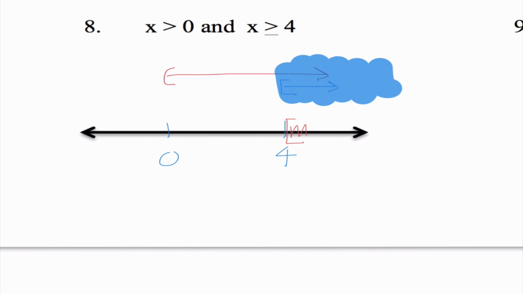At 4, we had a bracket, and I'm going to shade everything to the right side. A good way to double check if we did this correctly is we could choose a number over here, like let's try 3. Is 3 greater than 0? Yes. And is 3 greater than or equal to 4? No, it's not. So since we answered no to one of those, that's why it's not shaded. Things over here like 5 is greater than 0 and 5 is greater than or equal to 4. So if I was writing this in interval notation, since I only shaded in one section, that means I don't need to use a union. So my answer would be from 4 to infinity.